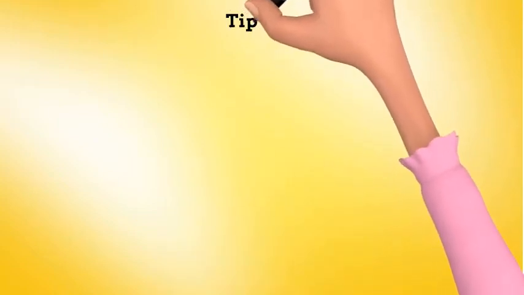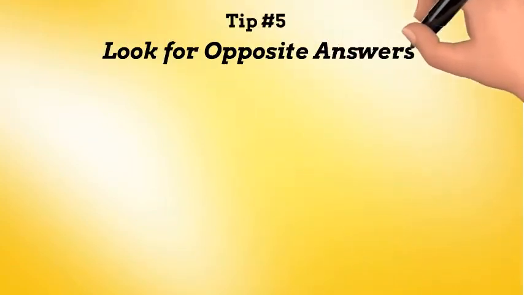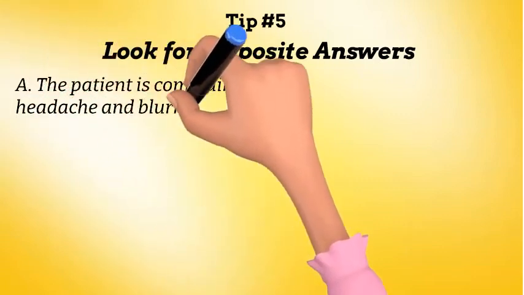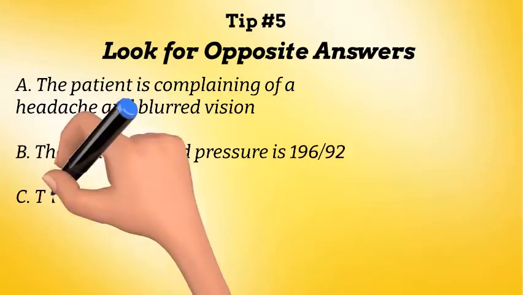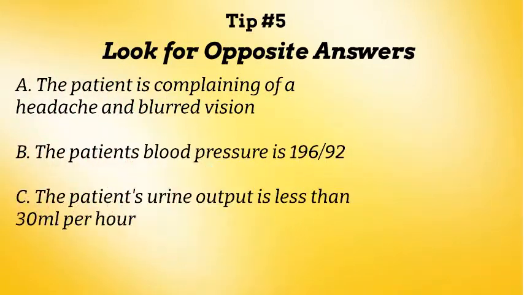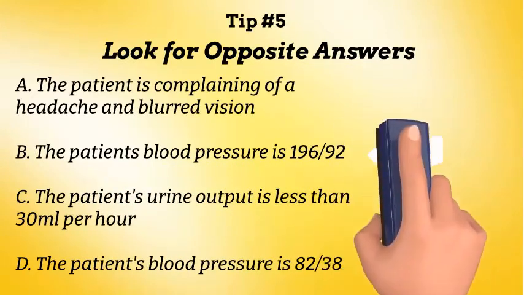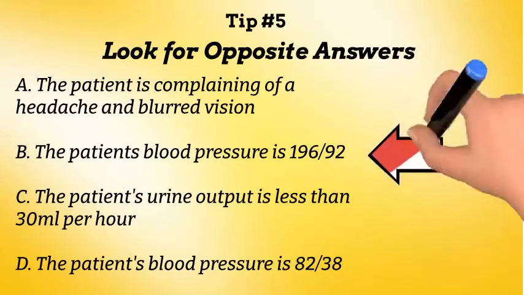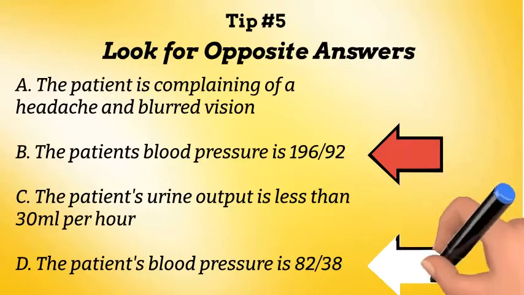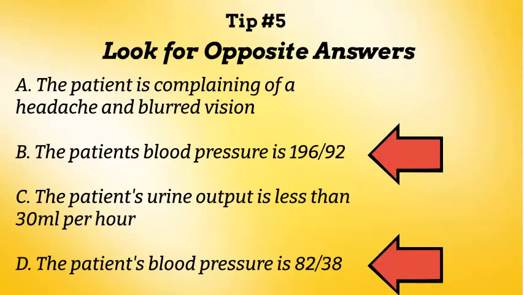Tip number 5, look for opposite answers. If 2 of the answers have opposites in them, one is usually the correct answer. So if a question were to ask about a side effect of a medication, and one answer includes the word hypertension and the other has hypotension, chances are that one of those answers is the correct one.